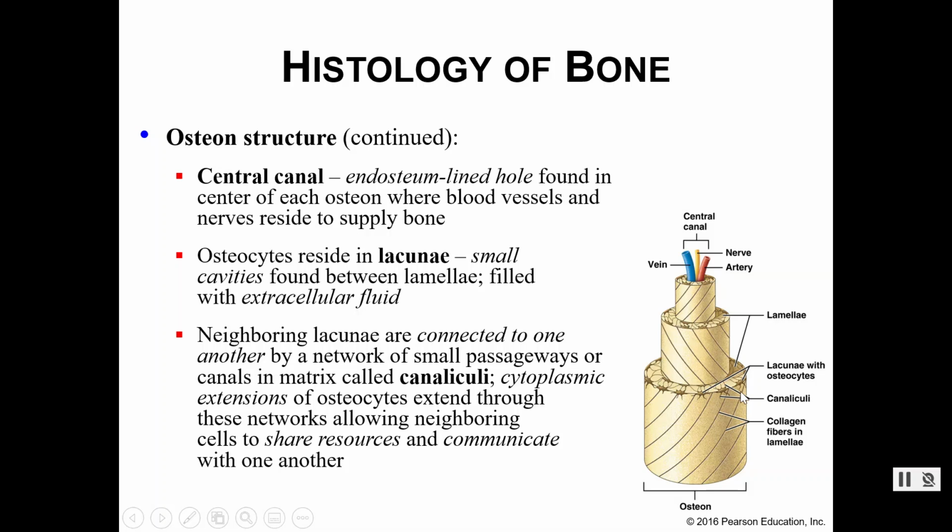Everybody's connected. This allows us to take all of the nutrients from this artery, and we can send all of that through these little canaliculi to make sure that all of these osteocytes are getting all of the oxygen and nutrients they need, and we can take up all the waste products and send them back through the vein. So this allows for shared resources, and it helps speed up communication between cells.